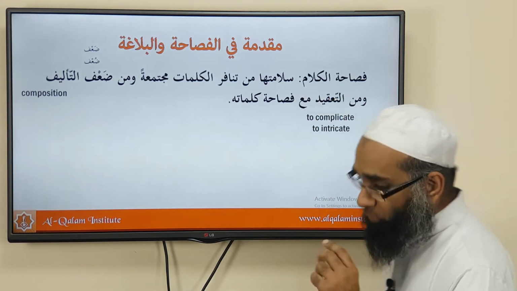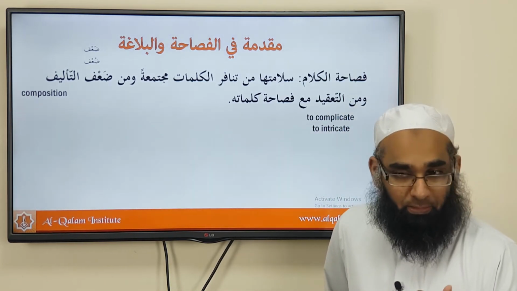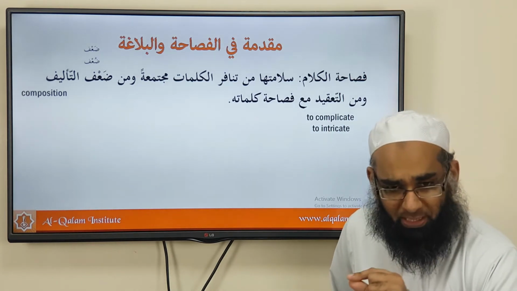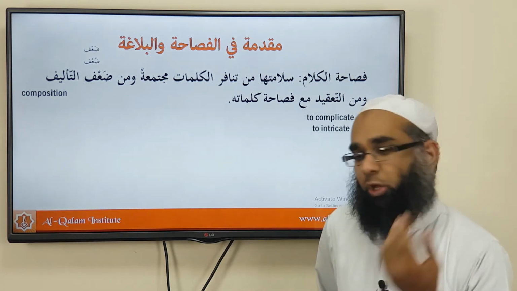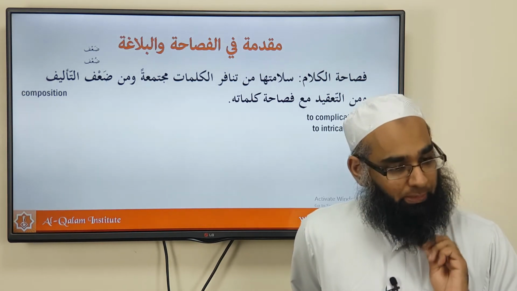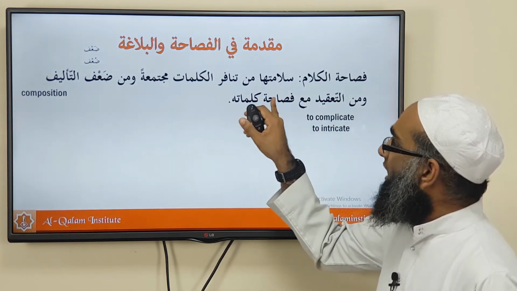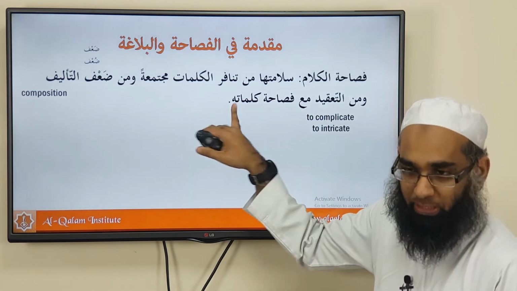Now taqid literally means complicate or how to intricate. Okay, and there are two types of taqid. So to translate it, if you say ambiguous or peculiar word order, it'll be confusing because both are included in this. So I'll just leave taqid as taqid at the moment. Okay, and ma'a along with fasahati kalimatihi. Along with the eloquence of its words individually.